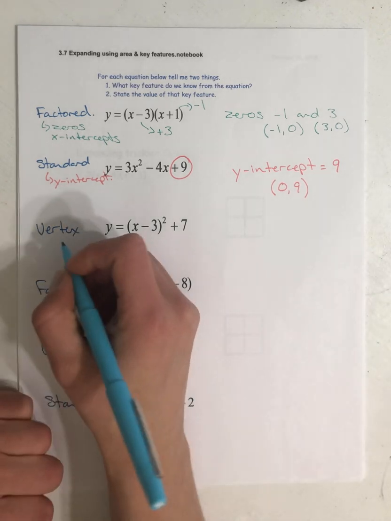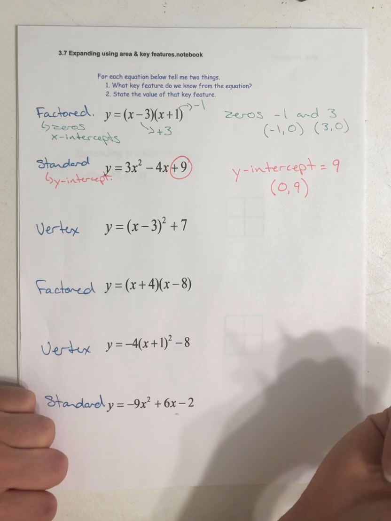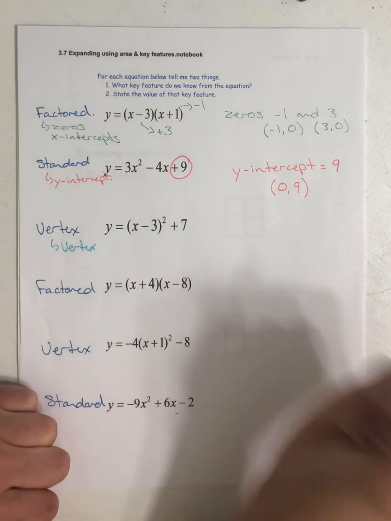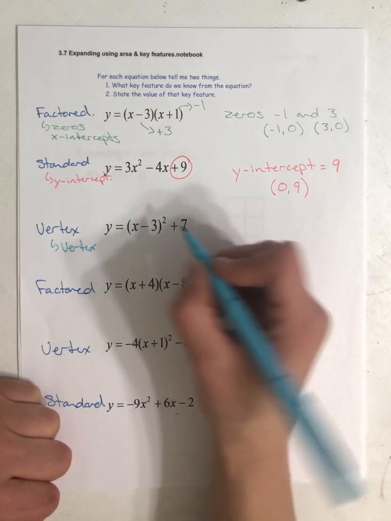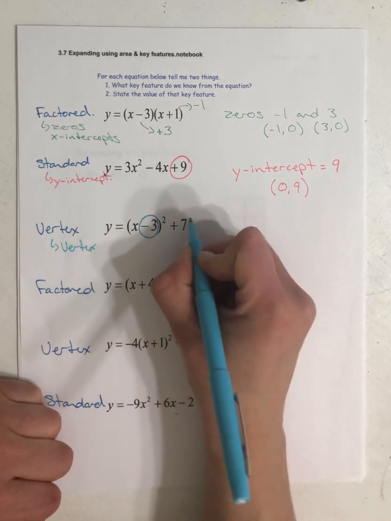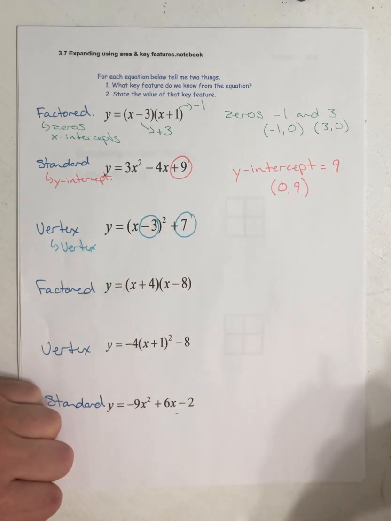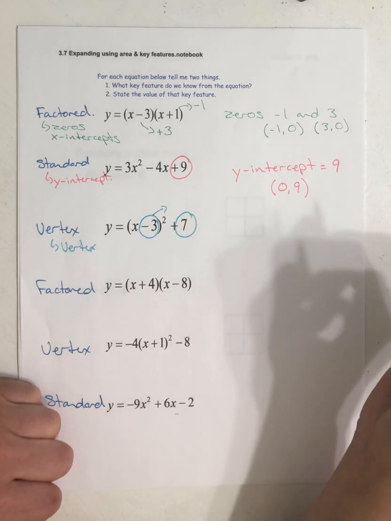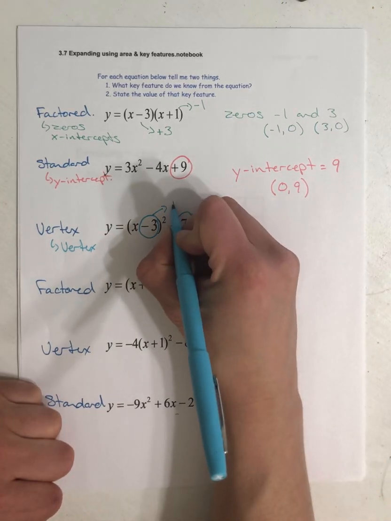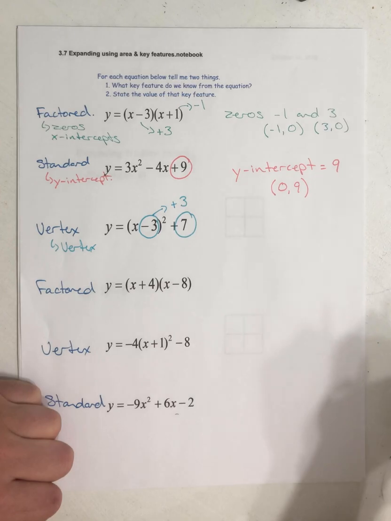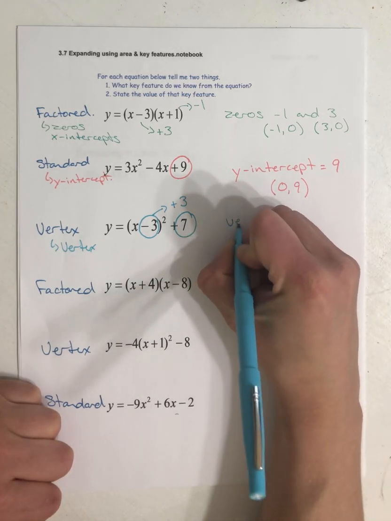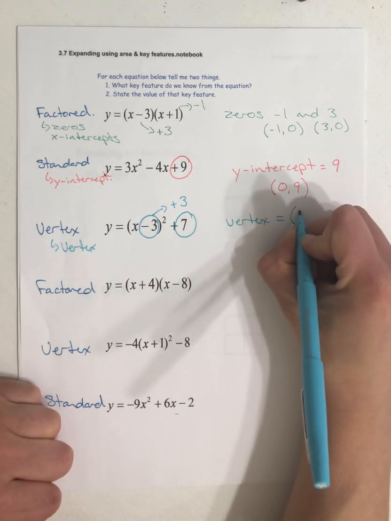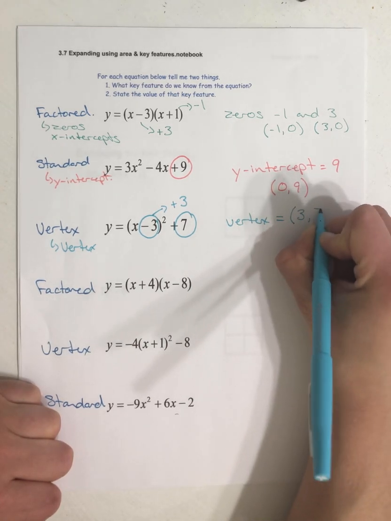And then we're going to take a look at vertex form. So vertex is in the name, right? Vertex form is going to give us the vertex. The two numbers that we use are this one and this one. Now, because this is in a bracket, when we bring it out, we have to flip the sign, so it becomes a +3. So our vertex equals +3 and 7.